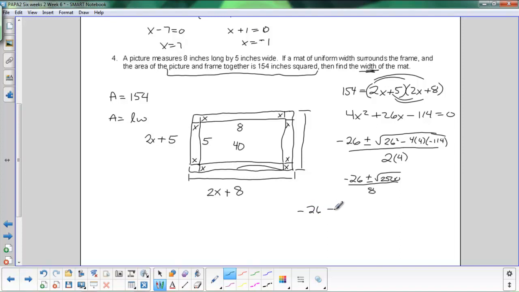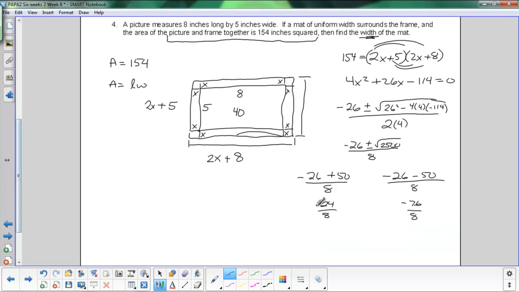Negative 26 plus 50 divided by 8, and negative 26 minus 50 divided by 8 will be the two answers to this problem. This is 24 divided by 8, and this is negative 76 divided by 8. The one that I will need and the one that I will use is 24 divided by 8 because the length cannot be negative. The answer to this problem is x equals 3. Go back and reread the question, find the width of the mat, and I have, therefore I am finished.